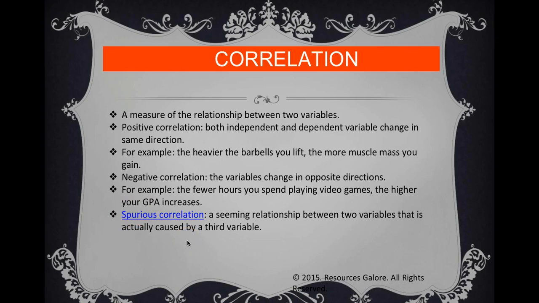Now, sometimes you get a spurious correlation. That means there's the appearance of a relationship between a couple of variables, but it's actually caused by a third variable, a hidden variable. Now, if you look, let me open up this website because I just think it's cool.